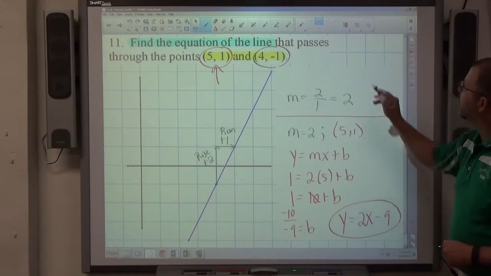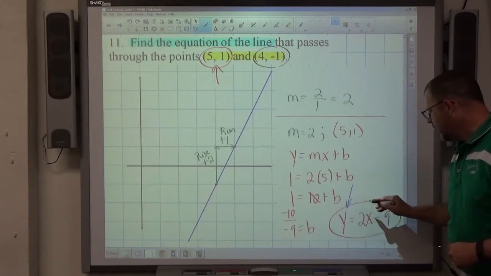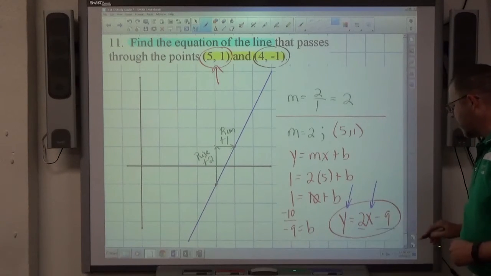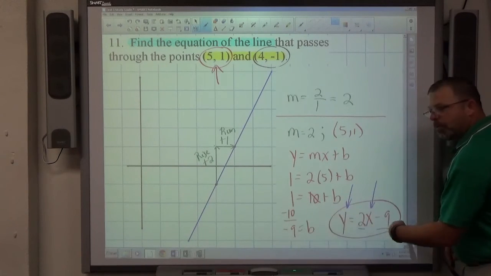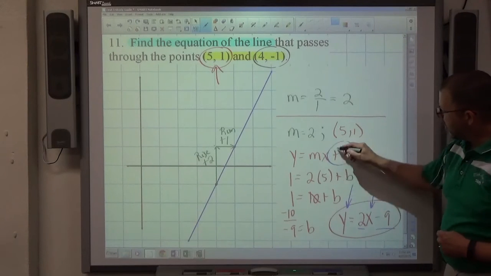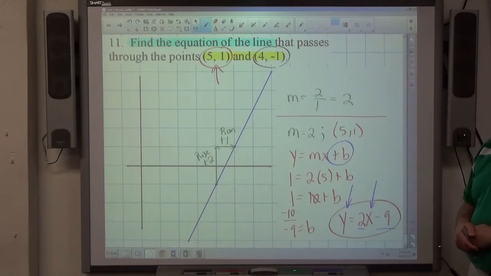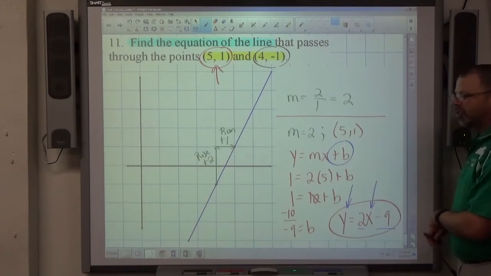A good constructed equation has a y equals. It has an x. It has a slope. It has a y-intercept. Y-intercept is negative, so I put minus 9 because plus b means to whatever b is, use that sign in your answer. Okay, that's what your final answer should look like on that problem.